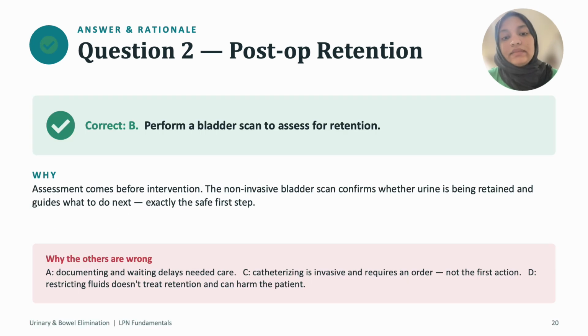The answer is B, perform a bladder scan to assess for retention. The whole question is testing the nursing process. Assess before you act. The scan is painless and tells you if retention is real. Catheterizing is invasive and needs an order, so it cannot be your first move. Waiting delays care, and restricting fluids makes no sense. So least invasive assessment that gives you the data, that is your priority pick.